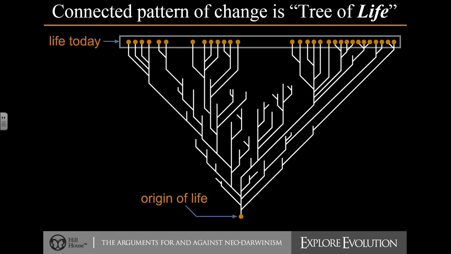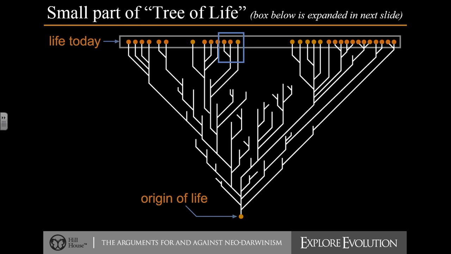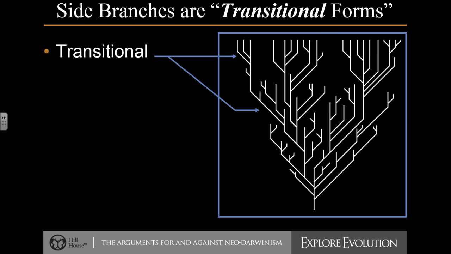So in looking at our tree of life that we've seen, again, the original life form is there down at the bottom. The life forms that we see today are up at the top, but all those diagonal lines represent what's known as a transitional form. And so here is one section of the tree. So again, those diagonal lines would represent some kind of transitional form going from one form and then evolving or transforming into another.